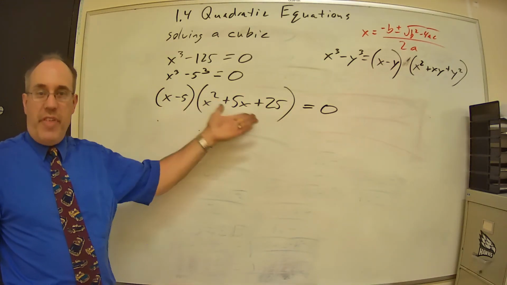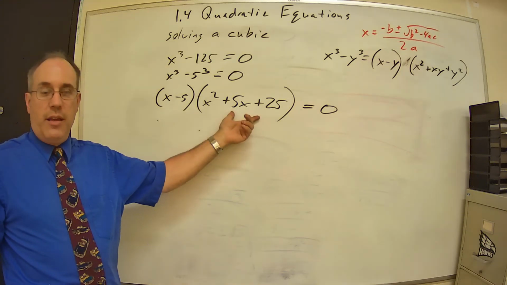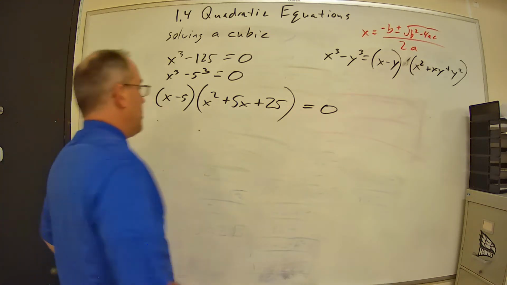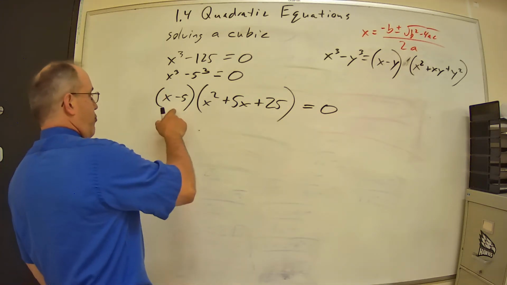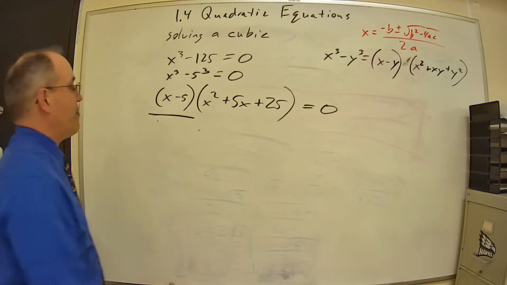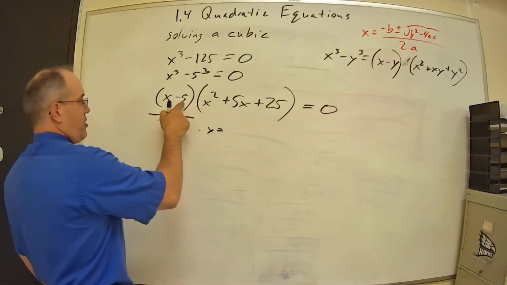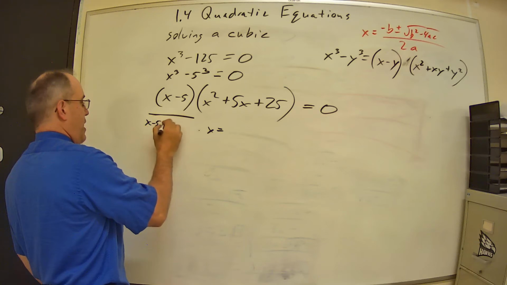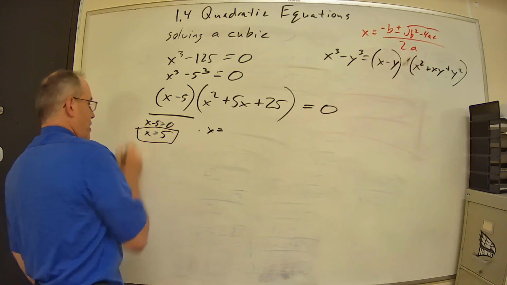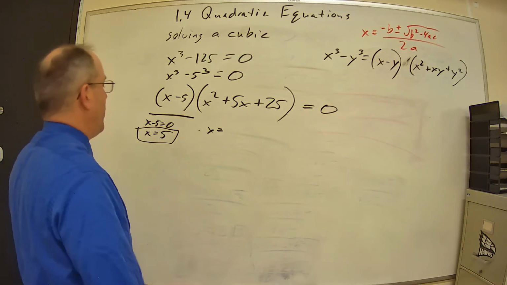Well, now that we have that, we have a binomial and we have a quadratic. How can we solve this quadratic part? We can use the quadratic formula. But we've got to remember that this one exists. Don't lose that factor. x minus 5 equals 0, x is equal to 5. So we've got that as one solution, just so we don't lose it and forget about it.